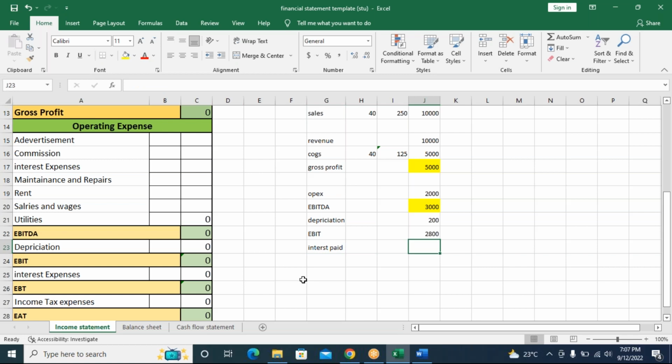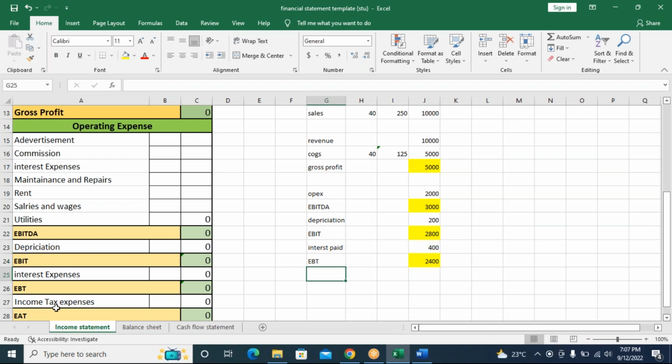So interest paid, I am paying some 400 rupees. Now, interest I am paying 400 means EBT, that is earning before tax, will be equal to 2800 minus, randomly I am giving the value, 2400. Okay. So now it is earning before tax.